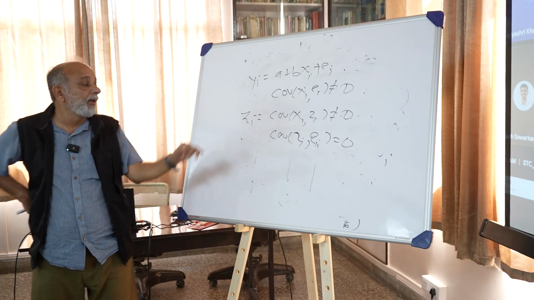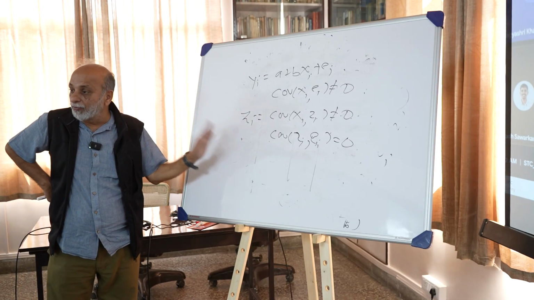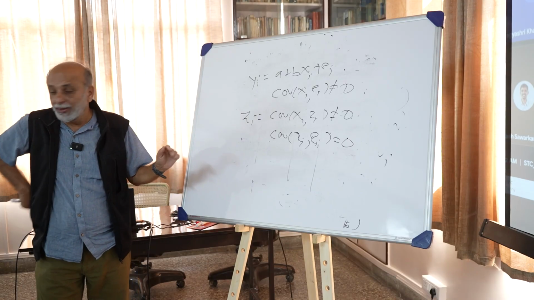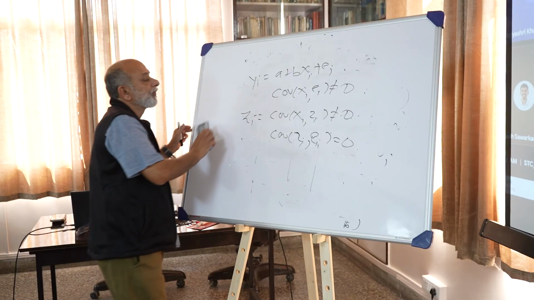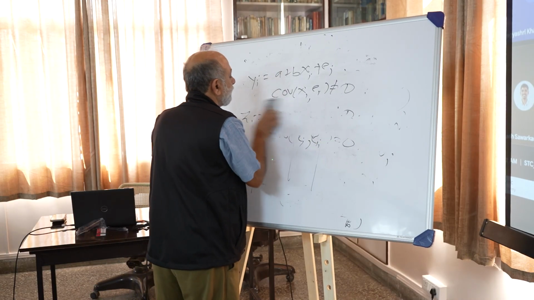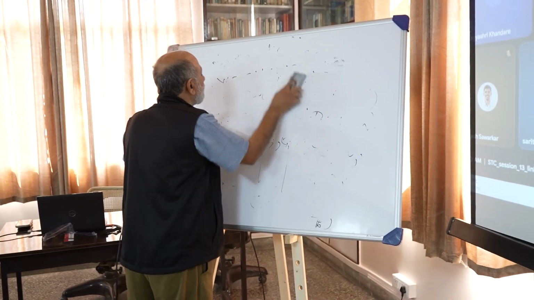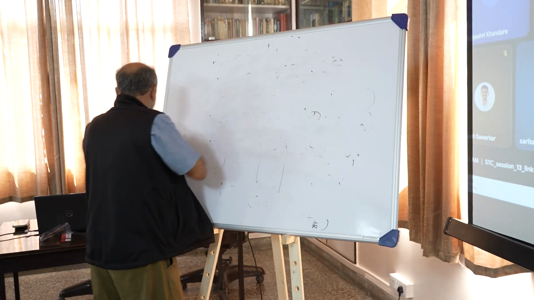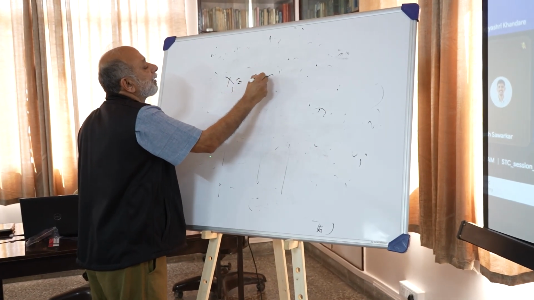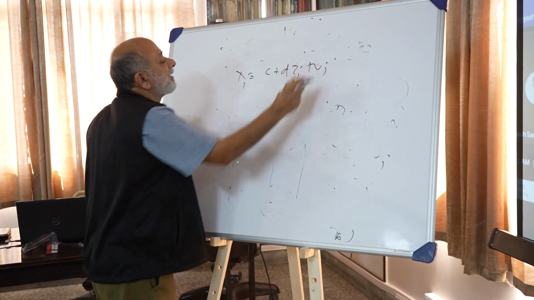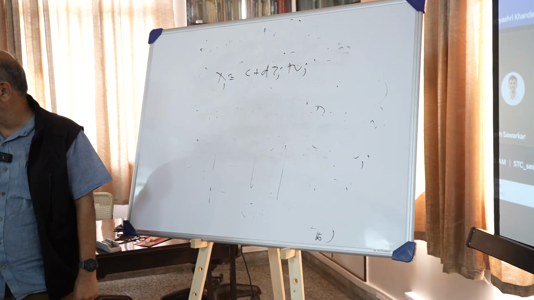Now let me tell you how the instrumental estimation works. First, step 1: regress xi on c plus d zi plus vi.